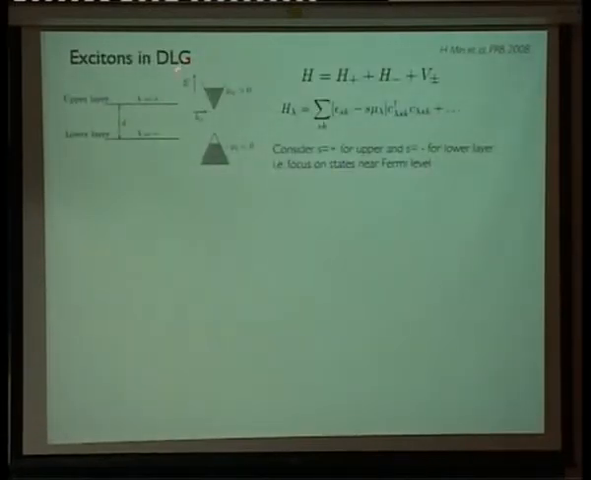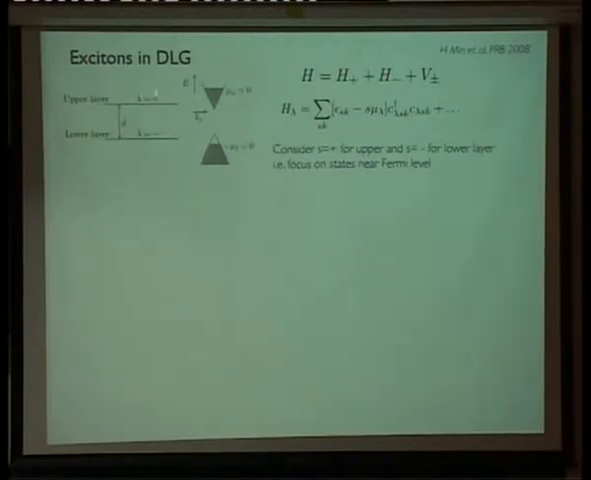So what are excitons in double layer graphene? If you have a system like this where you have an upper layer and a lower layer, the upper layer is electron doped, so its chemical potential is here. The lower layer is hole doped, so the chemical potential is in the valence band.